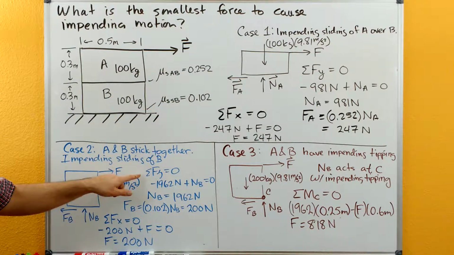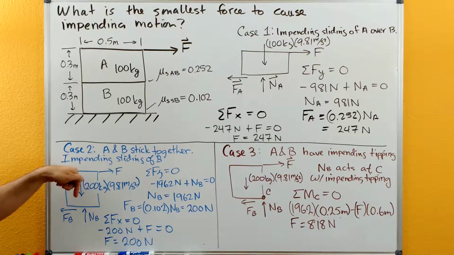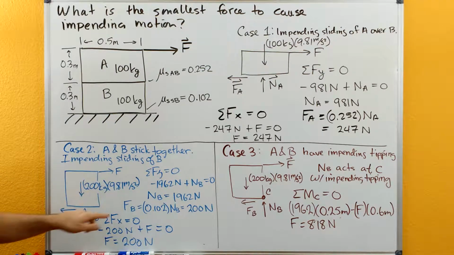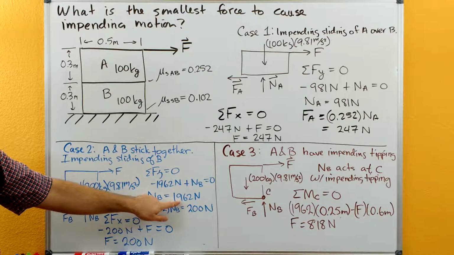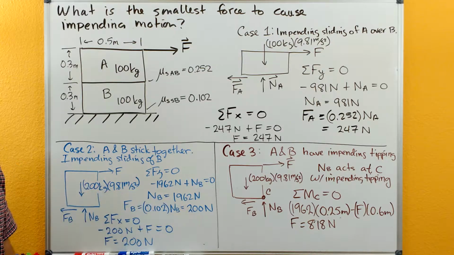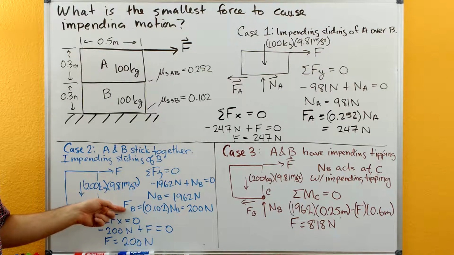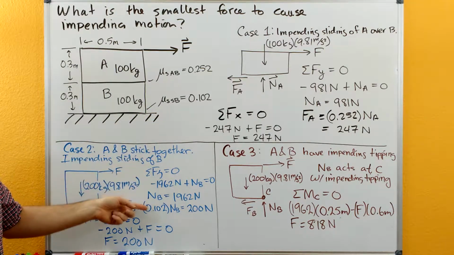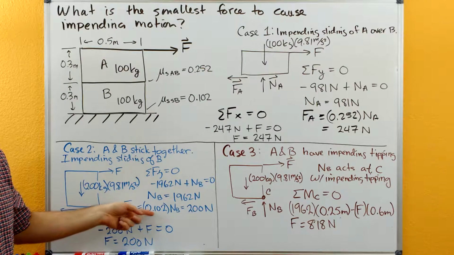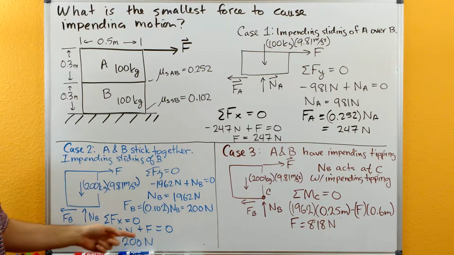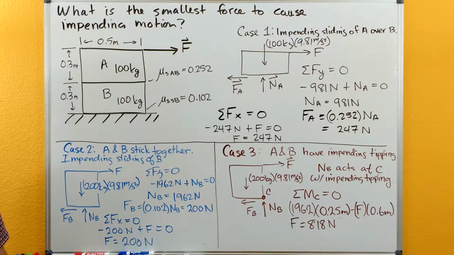So we have our sum of forces in the y direction, we have our weight acting down, and then we have NB, the normal force that's at the bottom of block B in the positive y direction. We can solve for NB and get that that's 1962 newtons. We can then go ahead and use the coefficient of friction here, or 0.102, with that NB force and solve for the frictional force and get that it's 200 newtons. And then we can do our sum of forces in the x. We have our negative 200 newtons for frictional force. We have our applied force F here, and so F has got to be equal to 200 newtons.